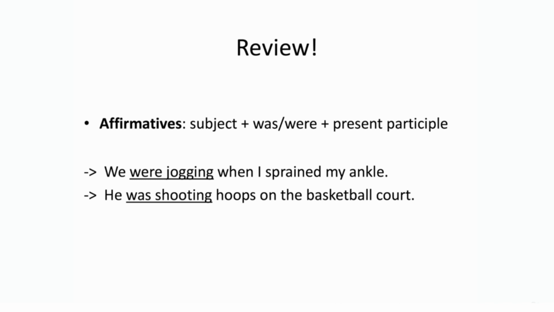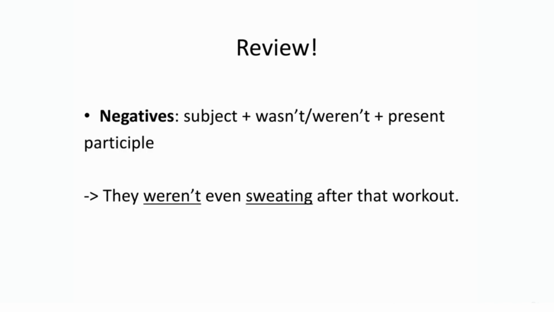To form the past continuous, we follow the construction subject plus was or were, which are the past tense auxiliaries of the verb to be, plus the present participle, which is a verb with the ending -ing. For example, we were jogging when I sprained my ankle. He was shooting hoops on the basketball court.